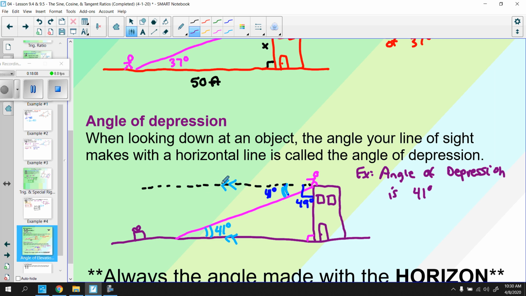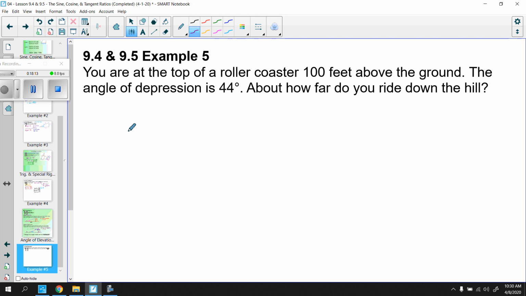Let's take a look at the last example, and that'll be it. The homework ones will be very similar to this, where it's all words with no pictures, so it's on us to make the pictures. There's a lot that we'll add here, so let's do it. You're on top of a roller coaster, 100 feet above the ground. The angle of depression, there we go, is 44 degrees. About how far do you ride down the hill?